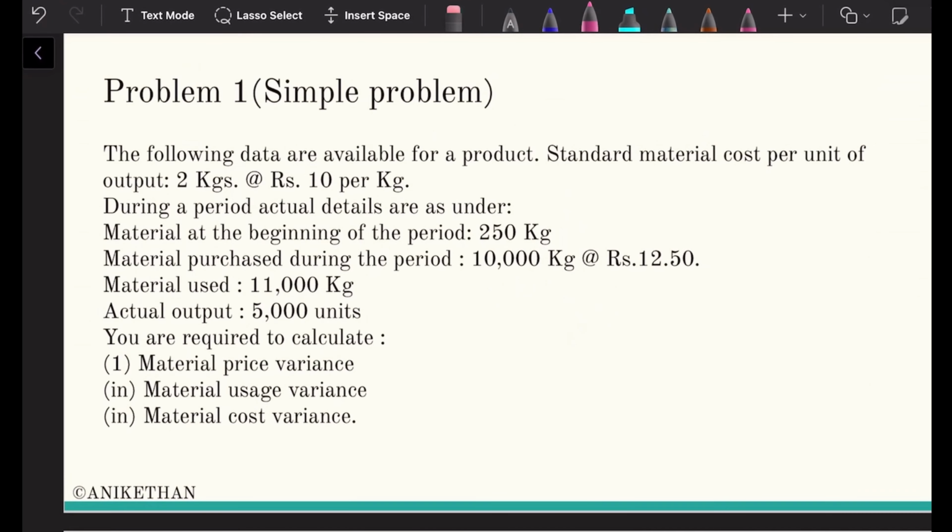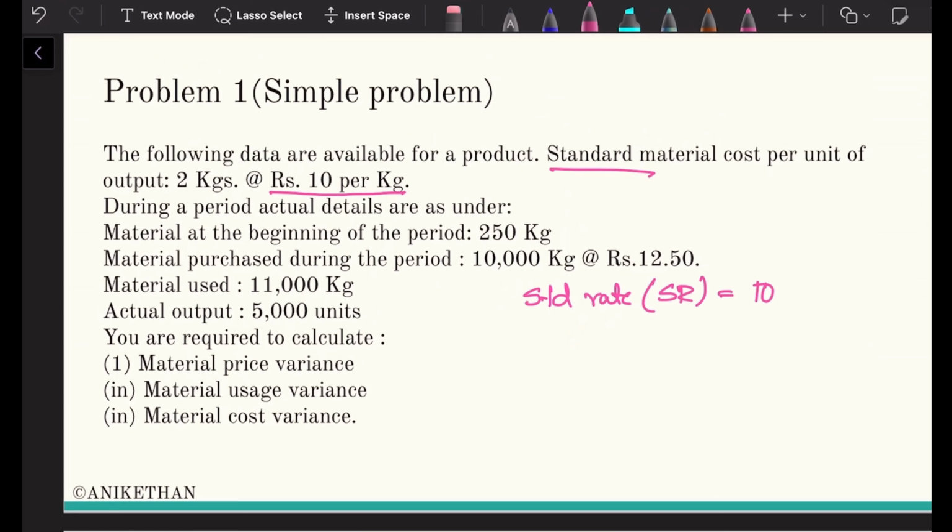So let's take this simple problem. Pause for a moment and read the question. The following data are available for a product. Standard material cost per unit output is 2 kg at 10 per kg. Here you should start recording the data. So 10 per kg is the standard, which I will call standard rate or SR, equal to 10.